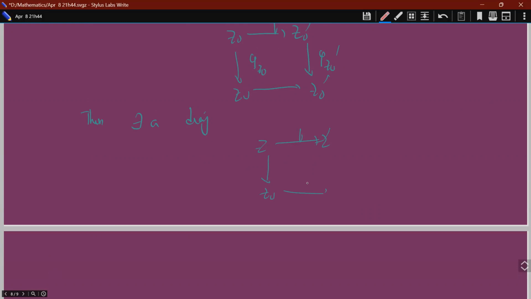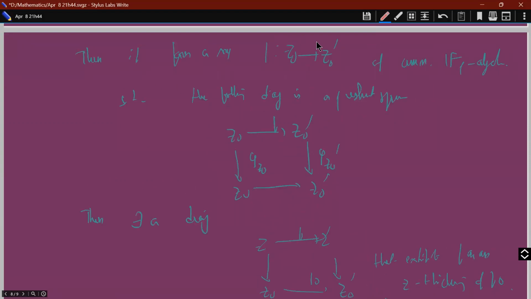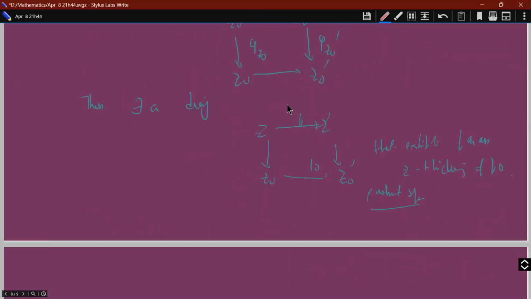And so this is the key theorem that we use, that exhibits F and Z as a Z thickening of the functor. Also, this square is in the functor. So when this happens for a map F, it is said to be relatively perfect.